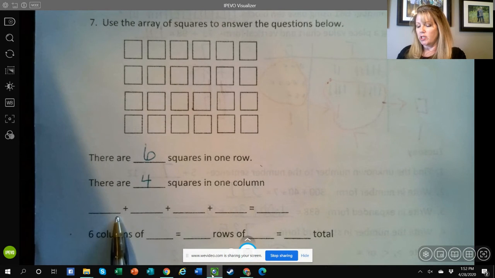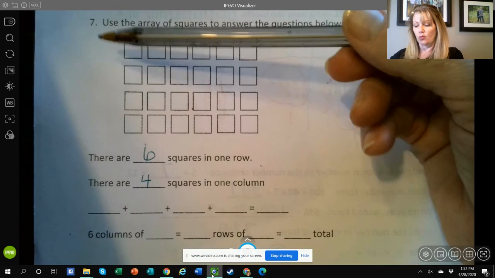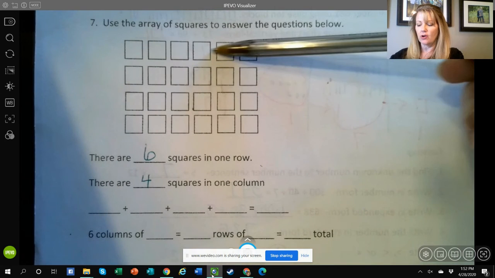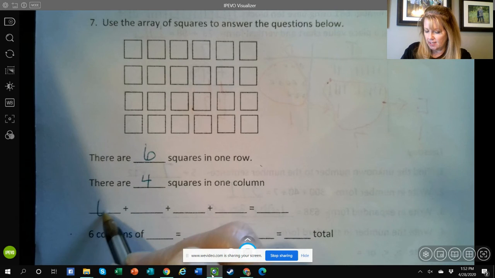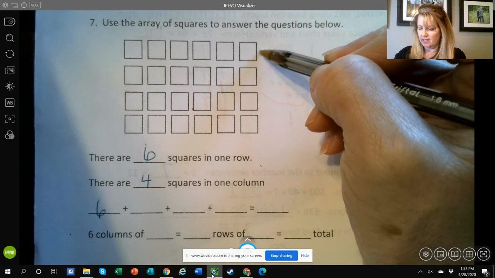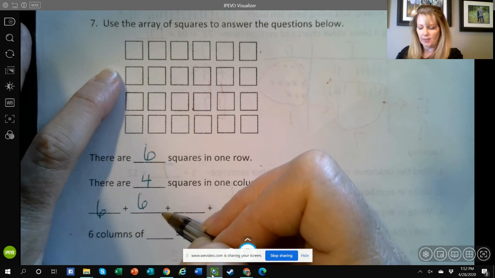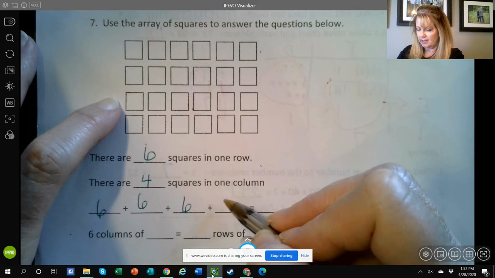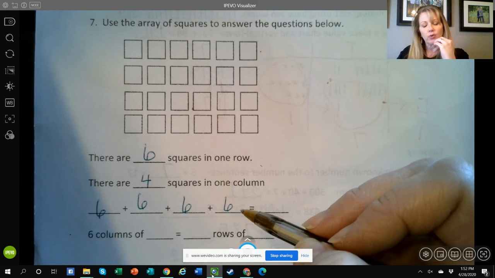Now we're going to be adding 4 numbers to get the total number of squares. So we're going to add rows because we have 4 rows. So we're going to add how many are in that row? Well, it said in one row there was 6. So we're going to say 6, that's these 6, plus 6, that's the second row, plus 6, that's our third row, plus 6, that's our fourth row.